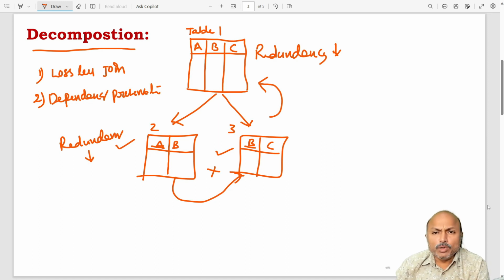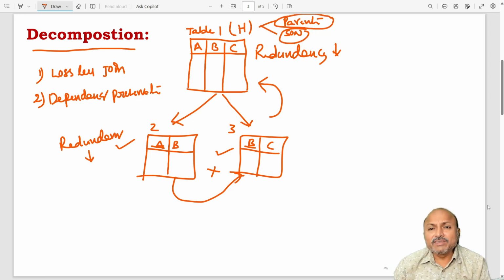Suppose you consider table 1. After decomposition into table 2 and 3, whatever dependency is there in table 1 between the attributes, the same dependency must be maintained in table 2 and table 3. So what is meant by dependency? We need to understand with a small example.